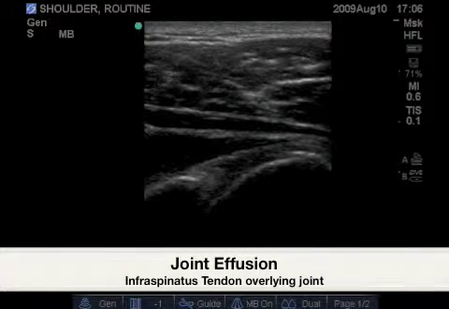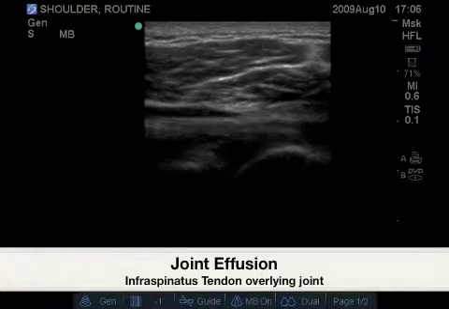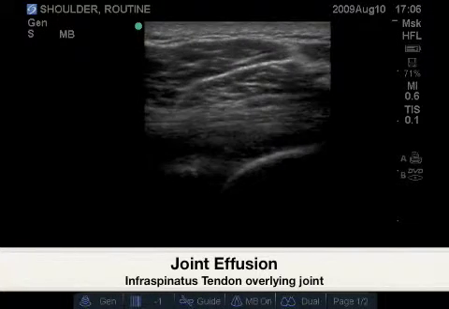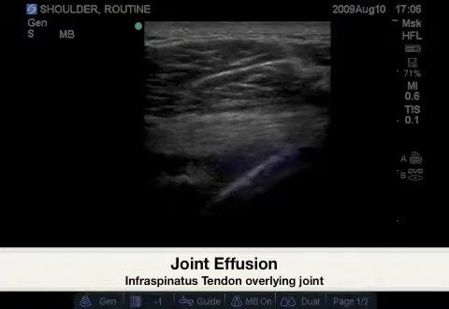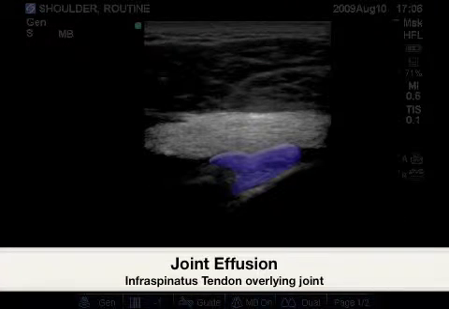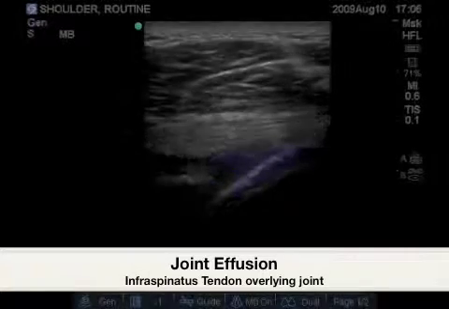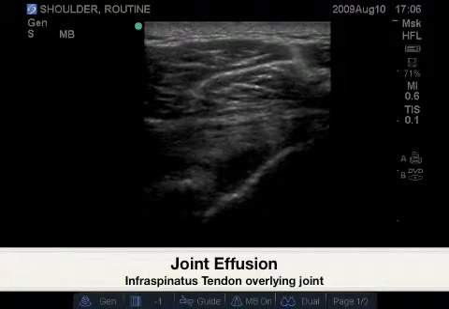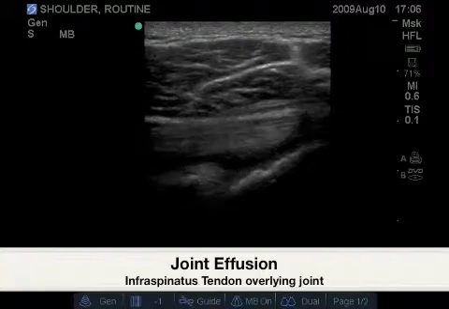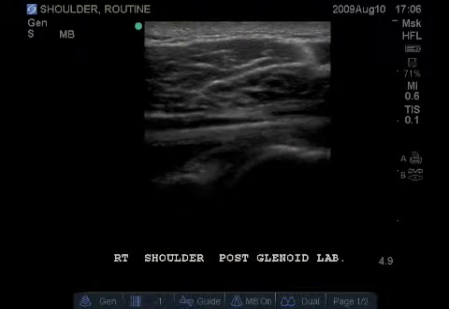Special care should be used when identifying a posterior joint effusion to overlay the infraspinatus tendon over the joint, creating an interface for fluid to rest that is not hypoechoic. By bringing this hyperechoic interface over the joint space, it is easy to identify joint effusions.